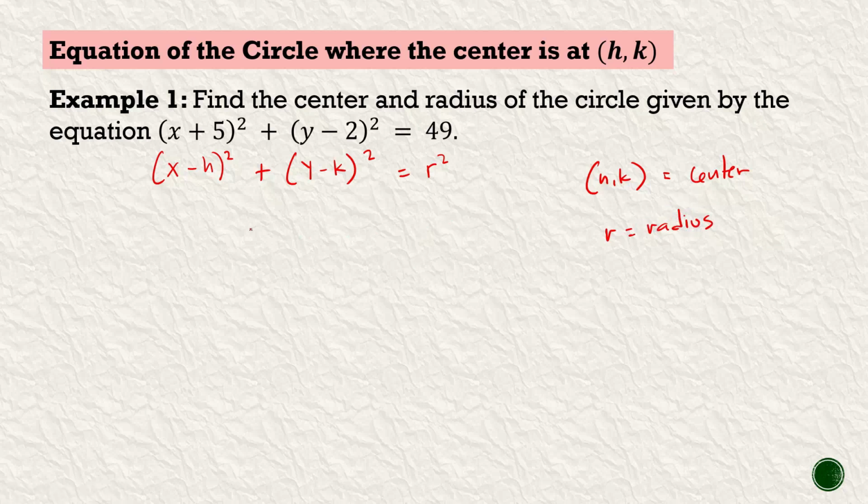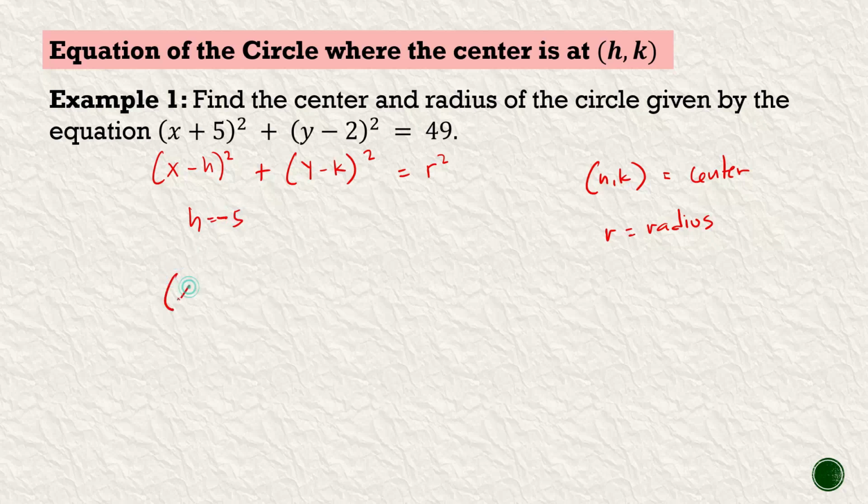Now here we can clearly see that h is actually -5. And maybe you're thinking, why is it -5? Why not +5? Because if you think about it, if I put +5 there and substitute that 5 into the standard equation of the circle, it should be x - 5, right? But it's x + 5. And the only way you can get an x + 5 is if you have an h that is -5.